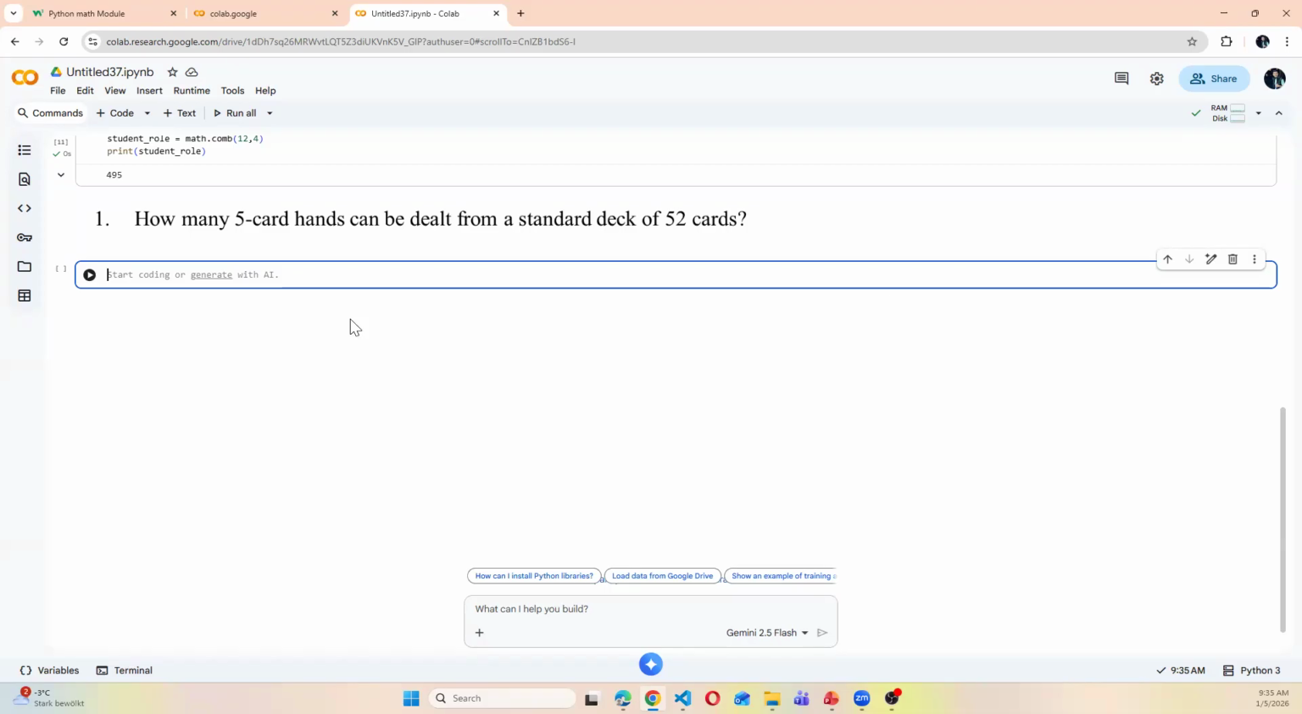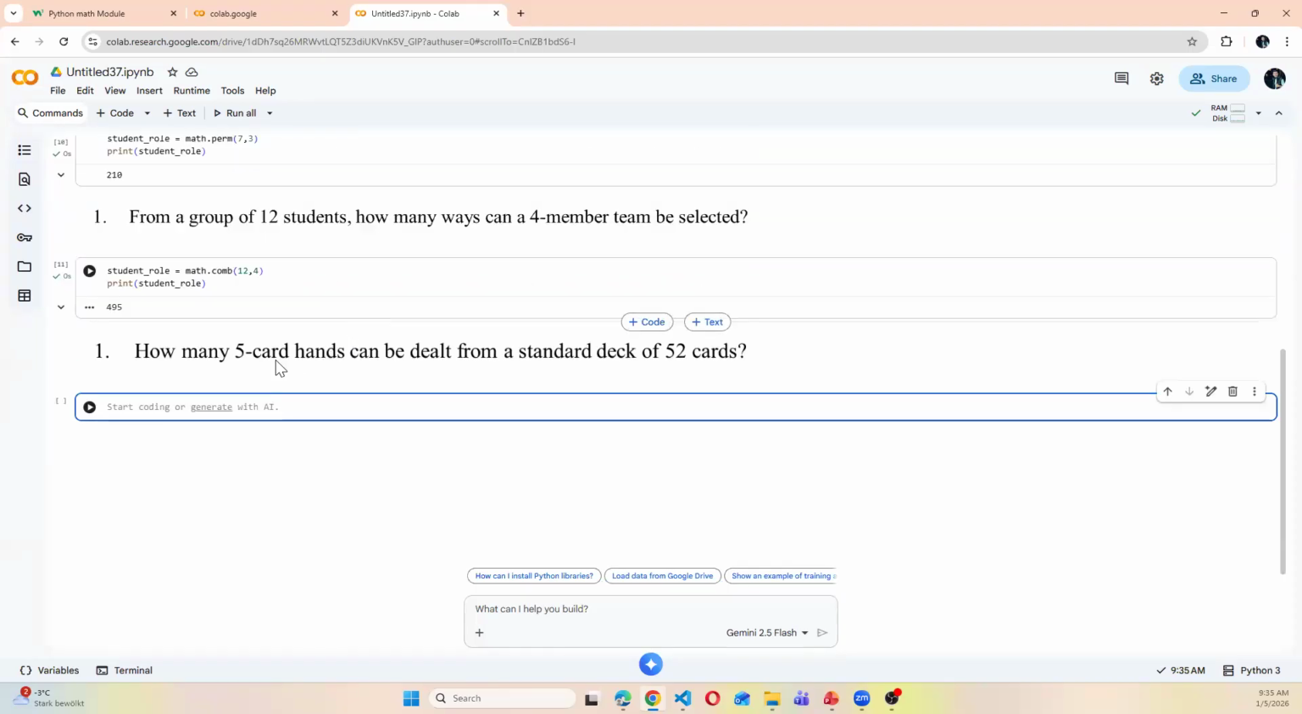I think this is permutation. It was permutation or repetition. I think we should use that. Repetition, so I think. Does order matter here or not? How many 5 cards? Does order matter?